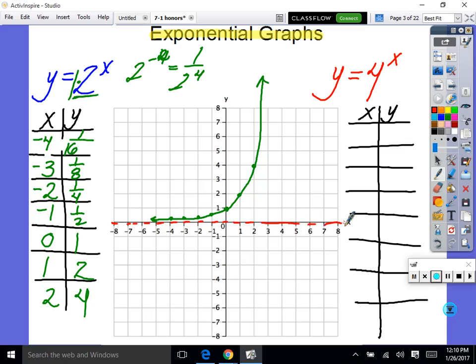Asymptote. Okay, so a couple things, guys. Notice, the initial value is 1. Do you see how we started at 1? So that will be true always. It'll cross the y-axis at the initial value, unless there's a shift left or right, that is. We could shift this now, right?